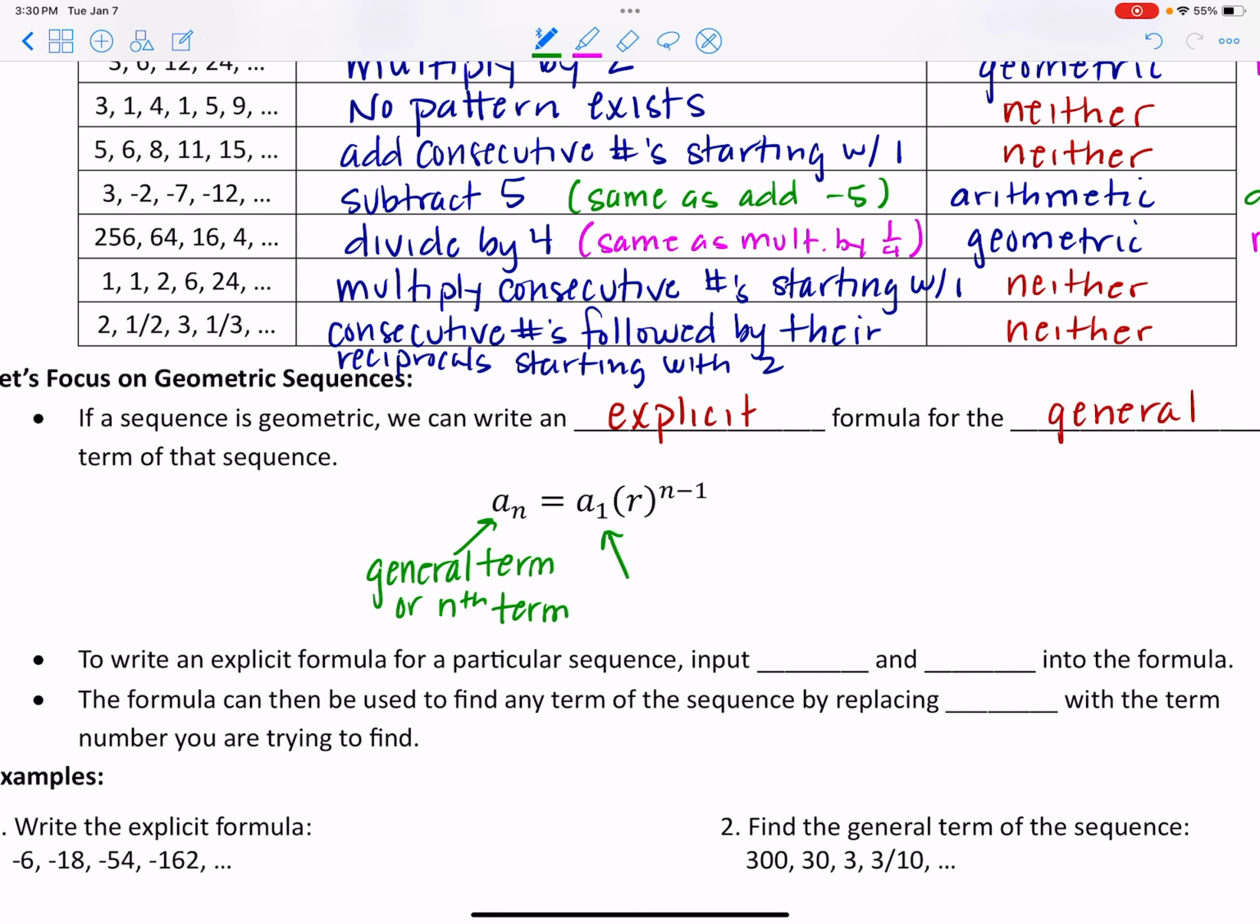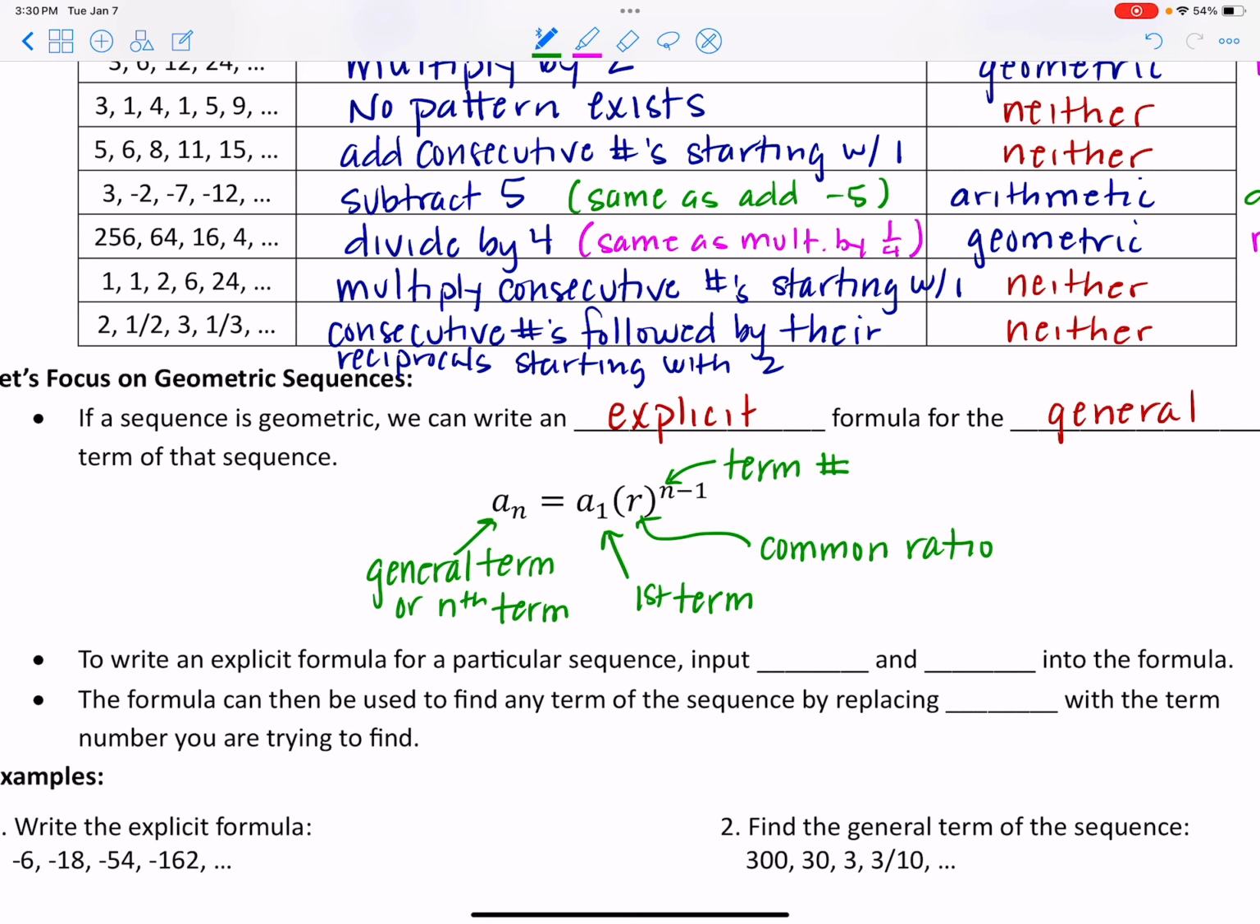It says take a sub 1, which is notation for the first term of the list, multiply it, that's what the parentheses tell us to do, by r, which we've already stated is our common ratio. And then we raise that to a power: r to the n minus 1 power. That power, n minus 1, is the term number minus 1, where n is the term number.